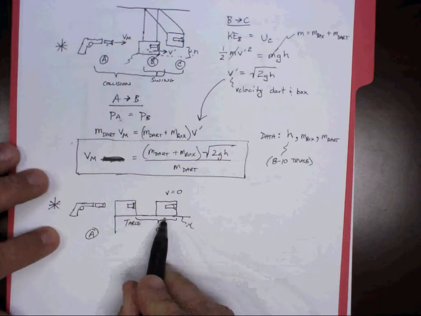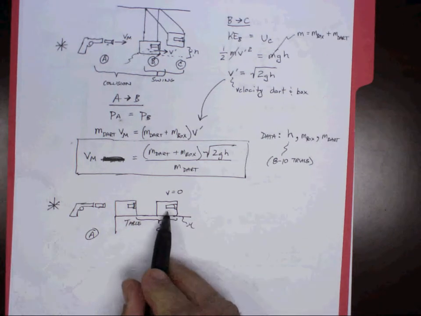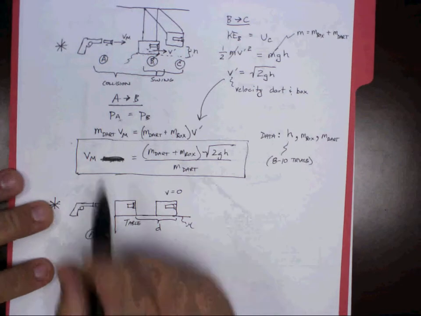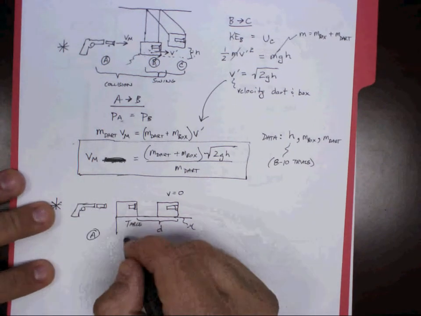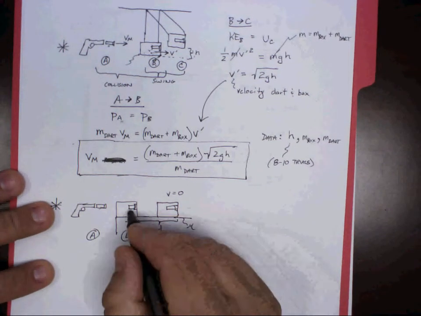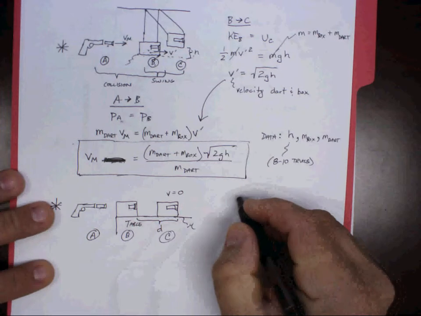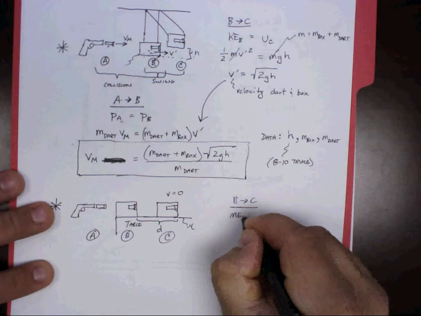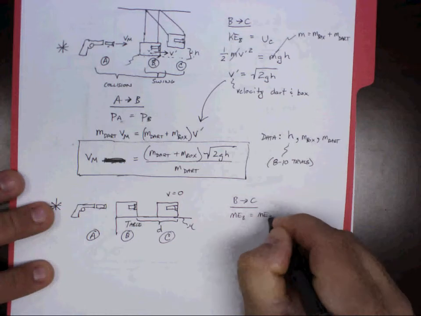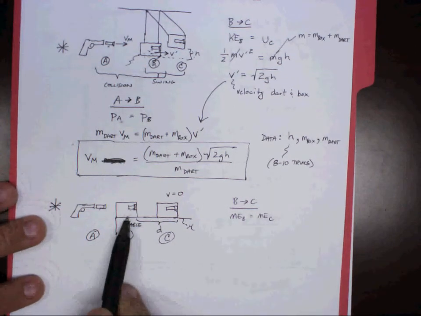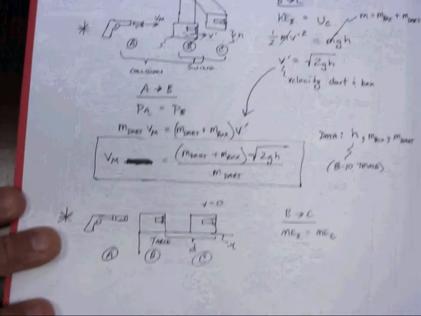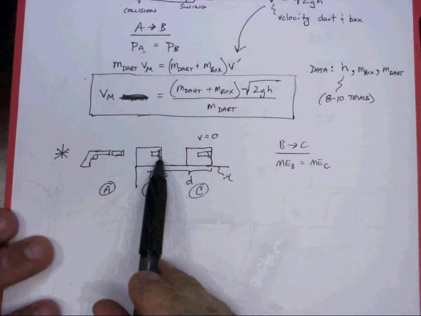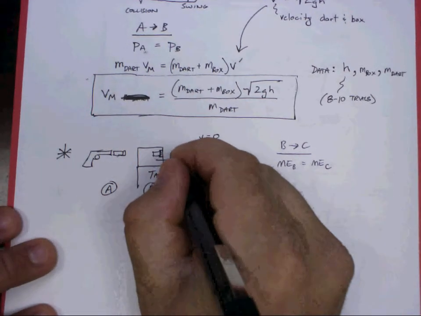But now we're going to try a different approach. We're going to shoot the dart into a box, and they're going to slide off together. And so we're going to take account of the fact that there's a coefficient of friction between that surface and the block. Now, just like we did up above, we're going to go from A to B where they're together, and then B to C at the very end. And we're going to say that from B to C, energy is conserved. The mechanical energy at B equals the mechanical energy at C.